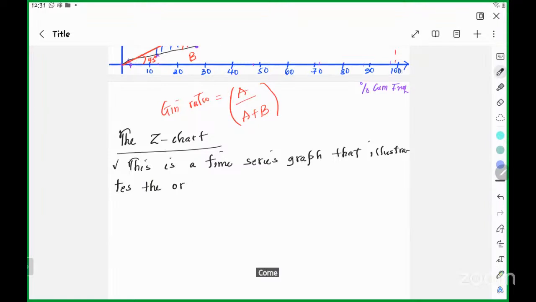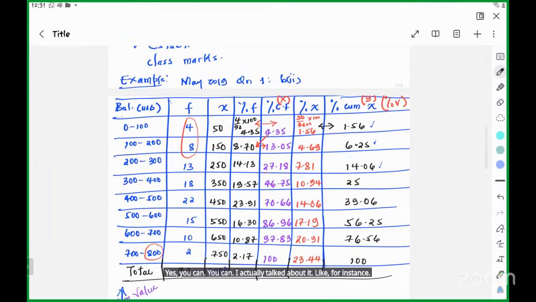Can't I round off the points when plotting? Yes, you can. I actually talked about it. For instance, it becomes hard for you to fix 1.56. Where would you put it? So you'll find that someone is drawing maybe 1.8 or 2. When it comes to 4.69, you draw 5. When it comes to 7.81, you draw 8. When it comes to 10.94, that is 11. 14.06 is 14.